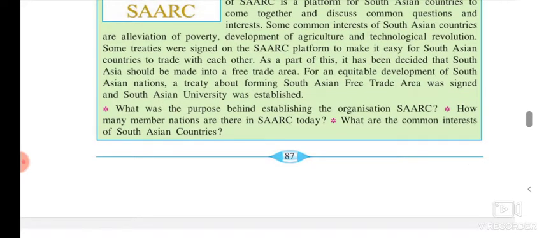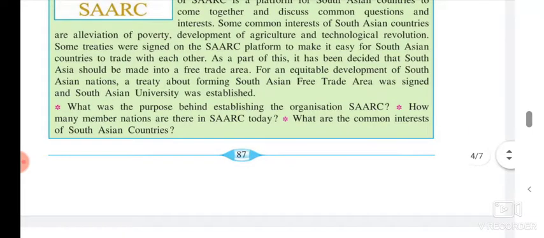So here's the question for you. What was the purpose behind establishing the organization SAARC? Second one, how many nations are there in SAARC today? Third one, what is the common interest of South Asian countries?